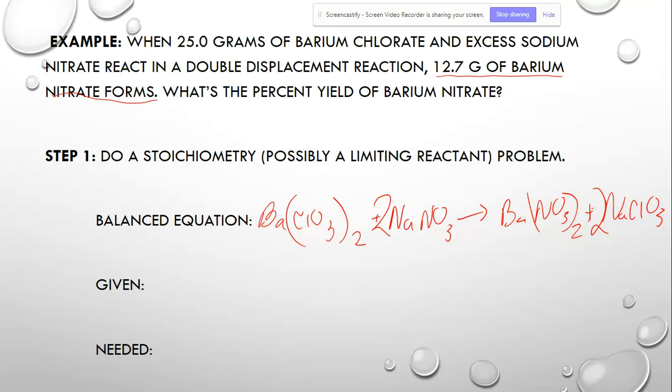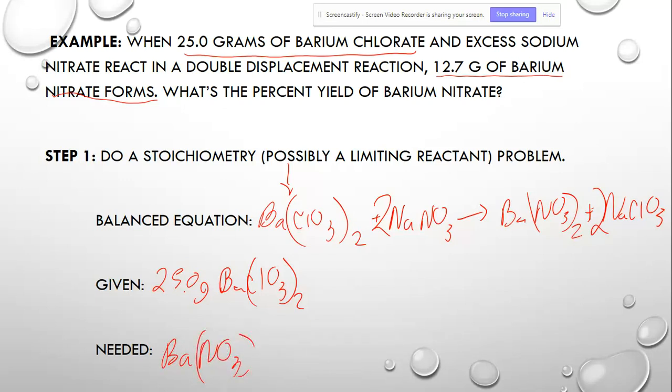All right, so given is you started with 25.0 grams of this starting material, barium chlorate, Ba(ClO3)2. And we need to figure out how much barium nitrate that should have produced. So we're looking for barium nitrate, and that's going to be in grams. Because we know we got 12.7 grams of barium nitrate. We need to know how much we should have gotten.